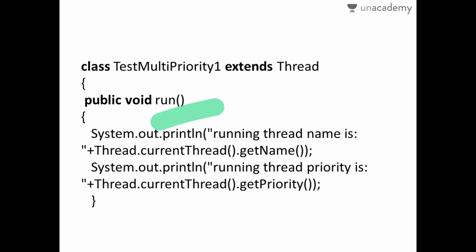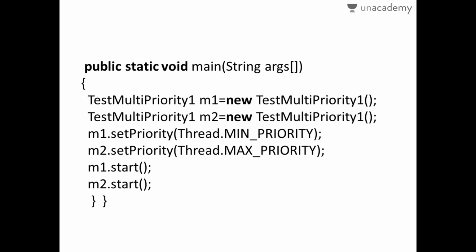We have a public void run where we get the running thread name by using Thread.currentThread().getName(), which we have learned earlier, and next we get the priority in the run method. Then we have public static void main(String[] args) where we have m1 and m2, two objects created for the priority, one for minimum and one for maximum. So m1.setPriority(Thread.MIN_PRIORITY) and m2.setPriority(Thread.MAX_PRIORITY), then m1.start() and m2.start().